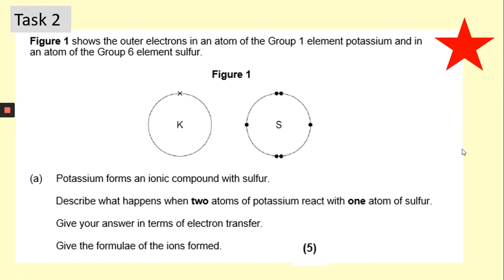So when it says give your answer in terms of electron transfer, that is referring to when an atom loses electrons or when it gains electrons. Give the formulae of the ions formed. So in the previous example, we spoke about magnesium becoming a 2+ charge and the chloride ions becoming a 1- charge. That is what it is asking for in the case of potassium and sulfur. Pause the video, have a go at this question, and then move on to the final task.